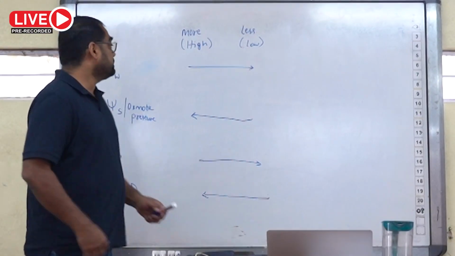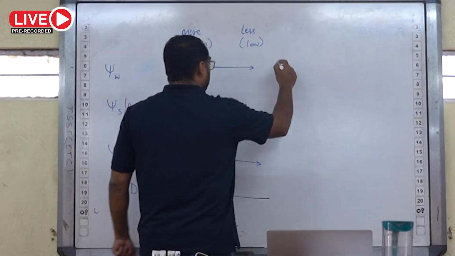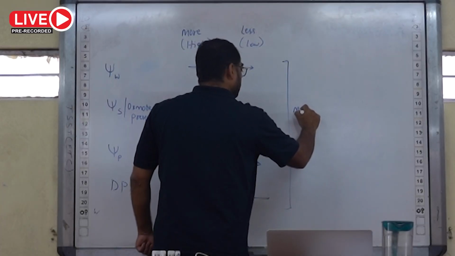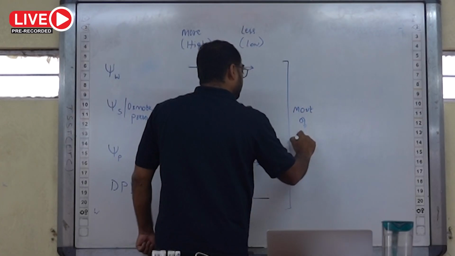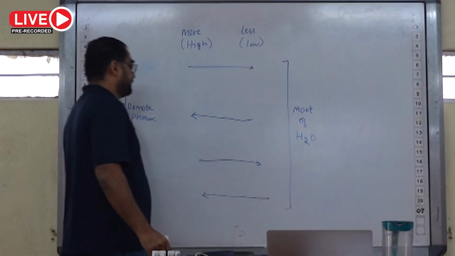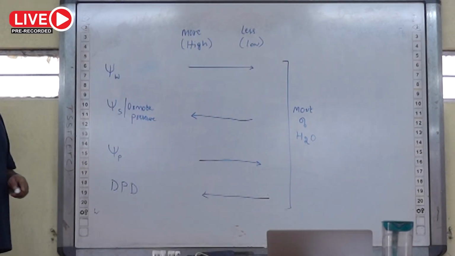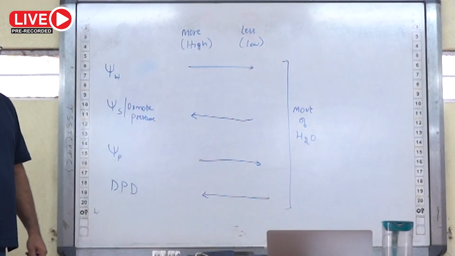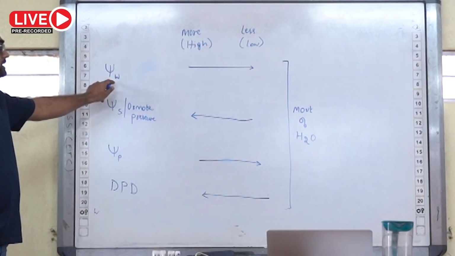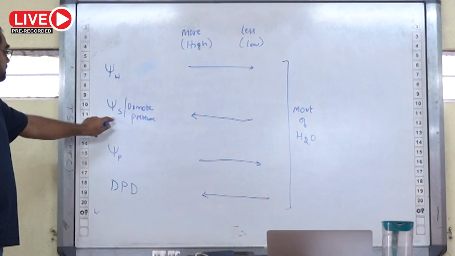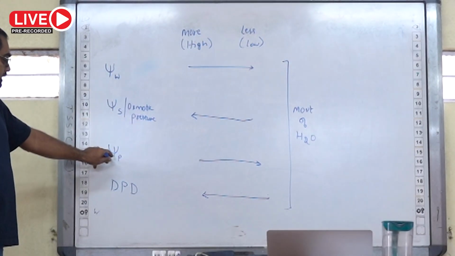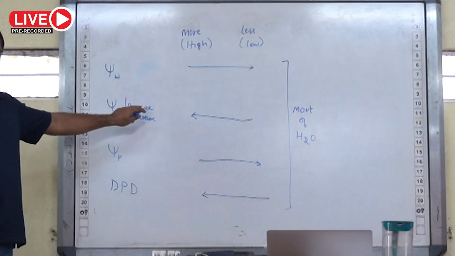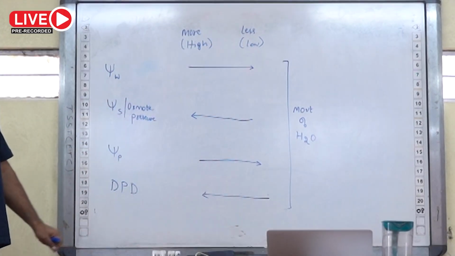That's all. This is all movement of water. This should help you to deal with questions related to pressures and movement of water from one system to another. This is psi W water potential, solute potential, pressure potential, diffusion pressure deficit. Solute potential is also referred to as osmotic pressure.